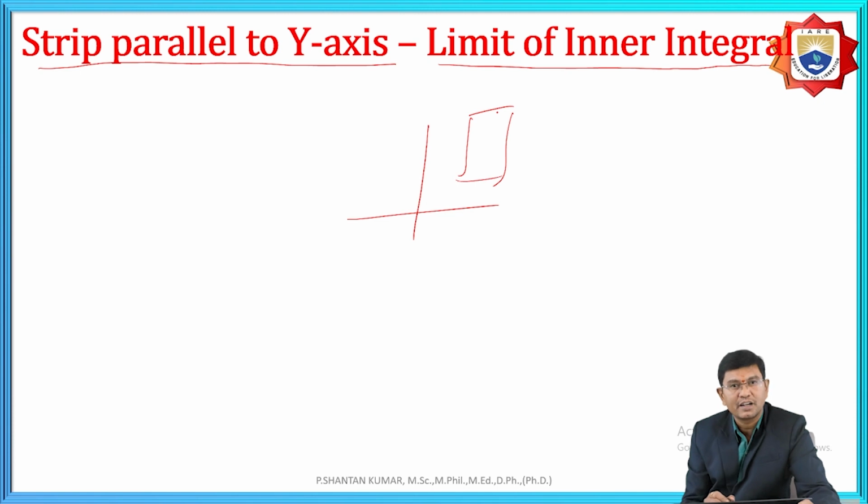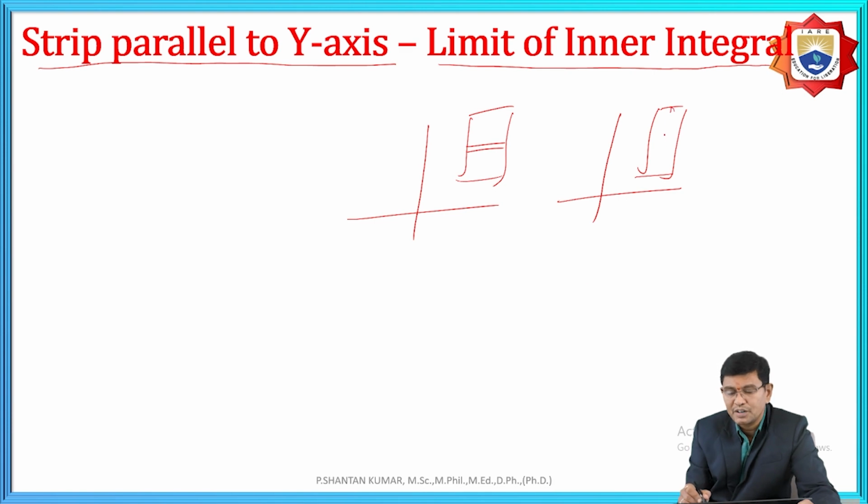For the boundary region, parallel to the x-axis means this is the condition. Now it is not parallel to the x-axis, it is parallel to the y-axis. Parallel to the y-axis is nothing but, for the same bounded region, whatever it may be, we take the strip according to that. That is y, meaning the y-axis. That means the inner is y, and the outer is y.